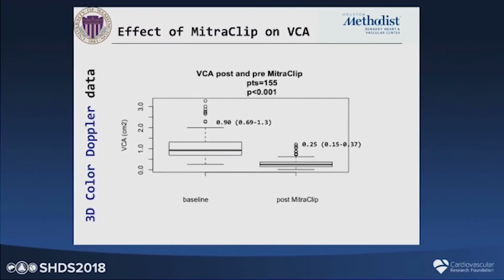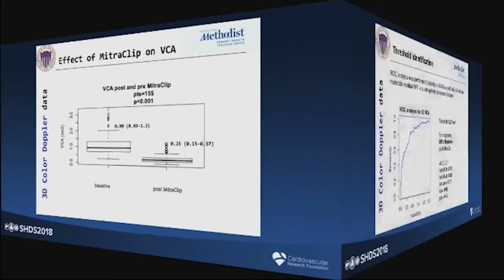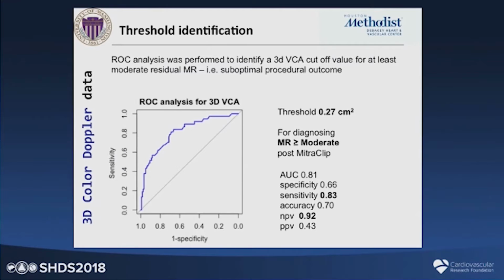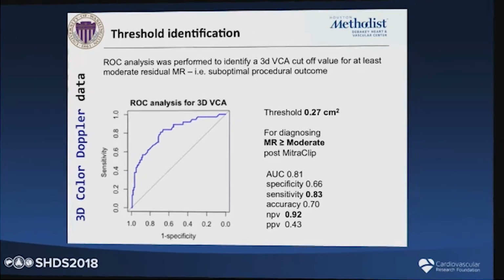And then looking at our results for the entire group of 155 patients, you see a significant reduction of the mean vena contracta area from 0.9 to 0.25 centimeters squared. And when we did a ROC analysis, we actually found a threshold. So as long as you get that vena contracta area reduced below 0.27 centimeters squared, you will be in a good space, is what at least was applicable in this data set.